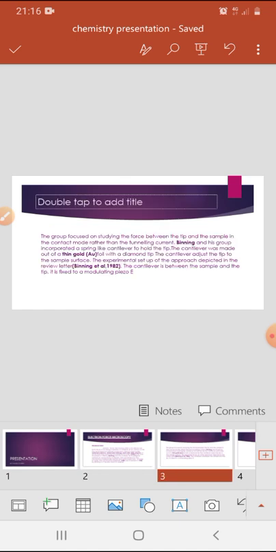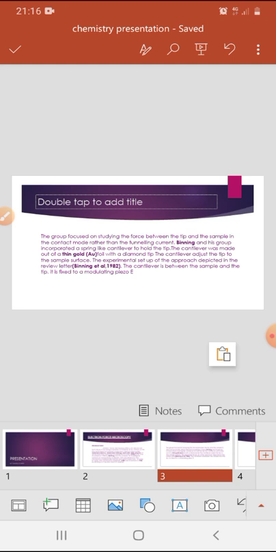The group focused on studying the force between the tip and the sample in the contact mode rather than the tunneling current. Binnig and his group incorporated a spring-like cantilever to hold the tip. The cantilever was made out of a thin gold foil with a diamond tip. The cantilever adjusts the tip to the sample surface.